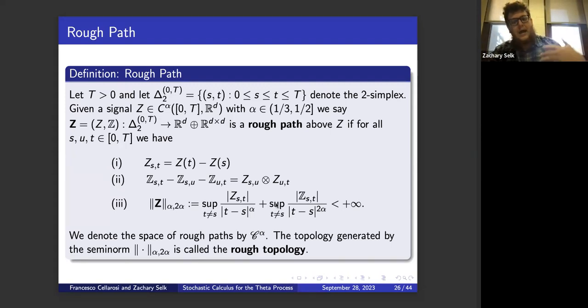Okay. And we want it to satisfy two main properties. The first one is just saying that the first element is just the increment of the original process or function we care about. The second thing there is what is called Chen's relation. That's a purely algebraic relation. I'll talk about that a little bit on the next slide, about where Chen's relation comes from. And the third is an analytic relation. So we need to be alpha-Hölder in the first component and 2-alpha-Hölder in the second component.